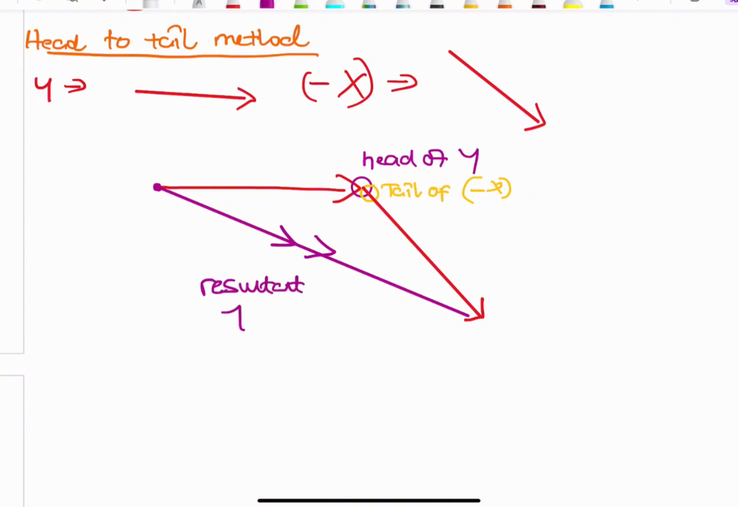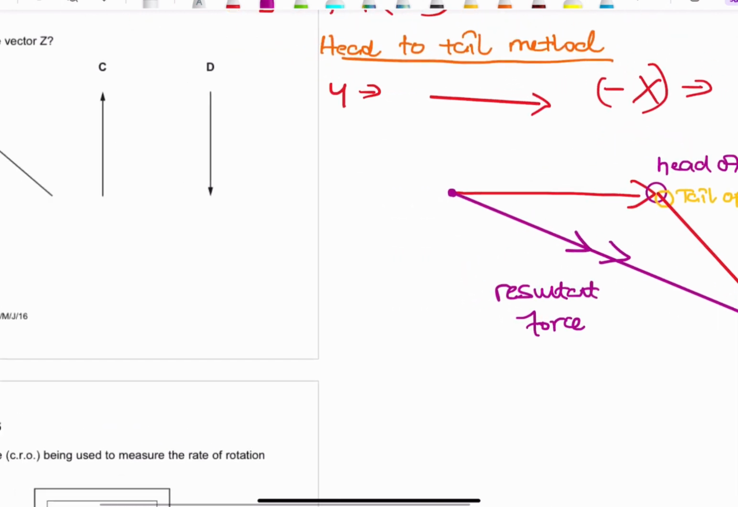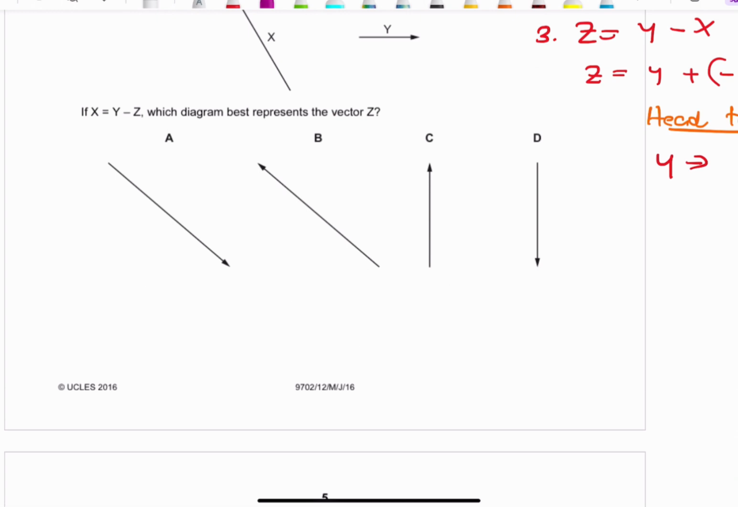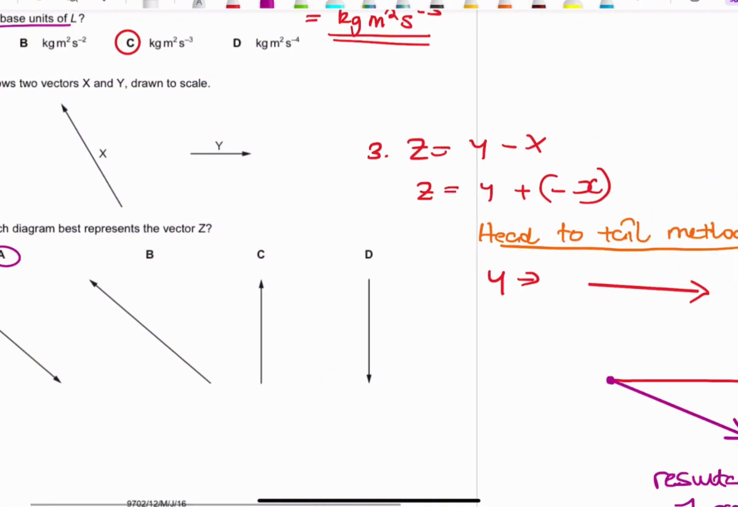So basically this is going to be your resultant. We need an arrow that's slanted in that direction and pointing down. An arrow that's slanted in that direction and pointing down has to be option A. Very important for you to be thinking about this. Whenever you're given a vector resolution, you shouldn't be able to fail this question.